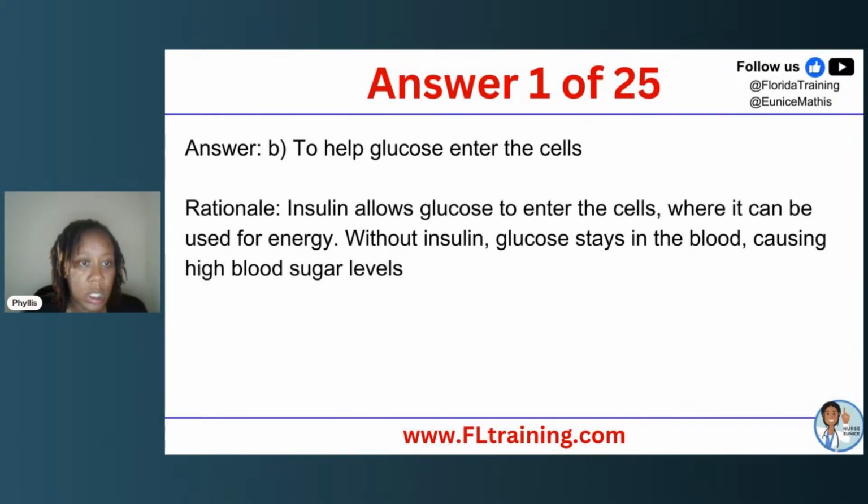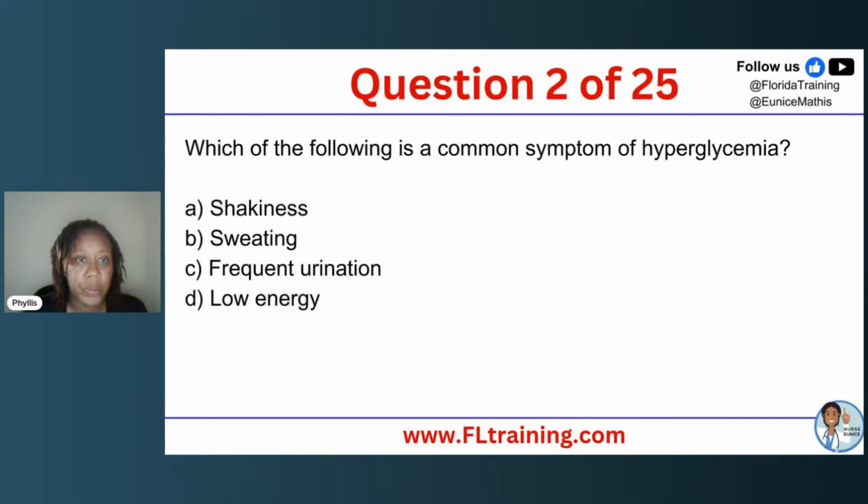All right, let's move on to number 2. Which of the following is a common symptom of hyperglycemia? A, shakiness. B, sweating. C, frequent urination. D, low energy. Which one do you guys think it is?